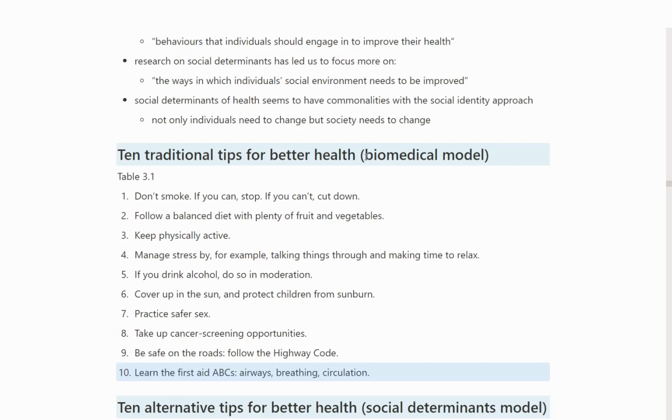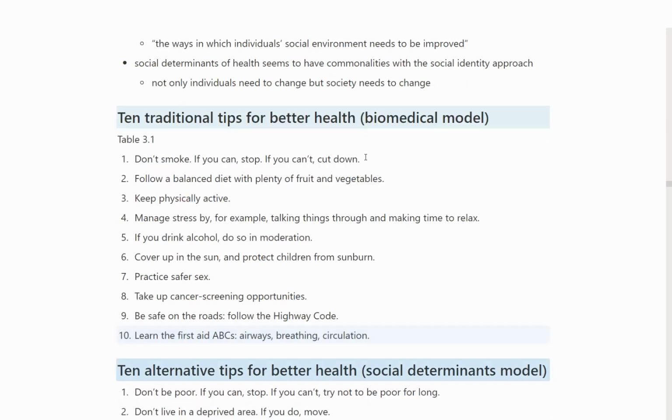It primarily focuses on changing individuals, not the society. But let's look at 10 alternative tips for better health, which may be suggested by the research on social determinants of health.